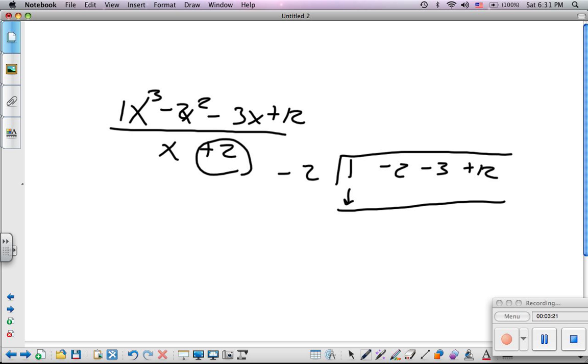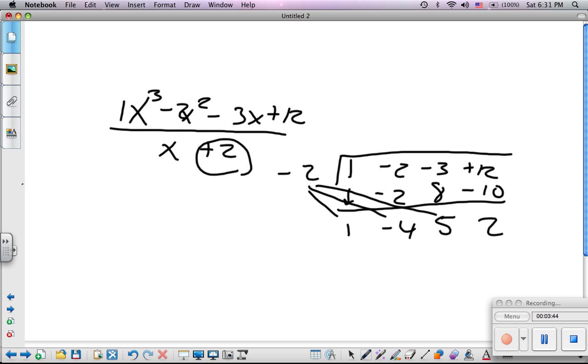What we do is bring the 1 down, multiply that times that, so minus 2 times 1 is a minus 2, and we're going to add these two. Minus 2 minus 2 is minus 4. Multiply the minus 2 times a minus 4, gives you a plus 8. Add the 8 and the minus 3, which gives you a 5. 5 times minus 2 is a minus 10. We add these together, get a plus 2.